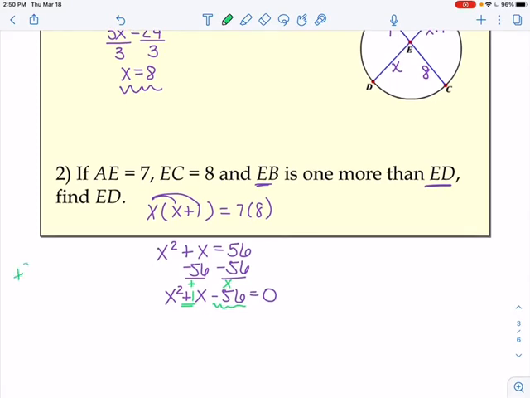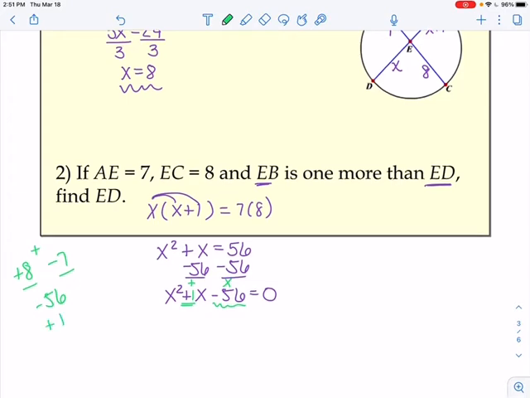How about a positive 8 and a negative 7? Positive 8 times negative 7 would be a negative 56. And now if I add them together, positive 8 plus negative 7 would be a positive 1. And that's exactly what I want.